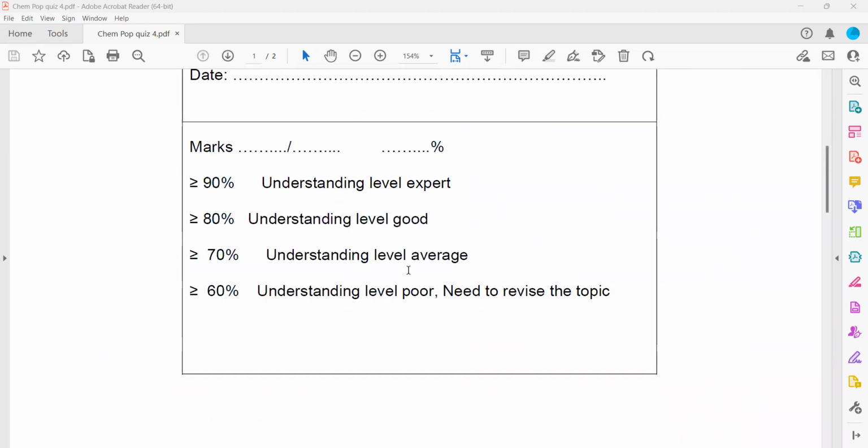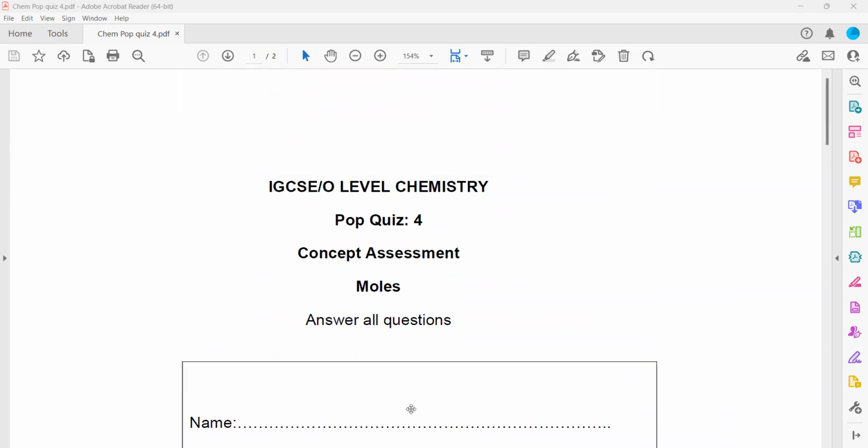So this was pop quiz 4, which was related to the moles concept.